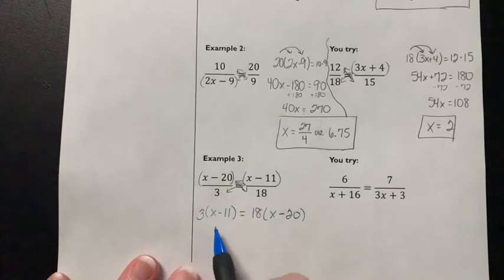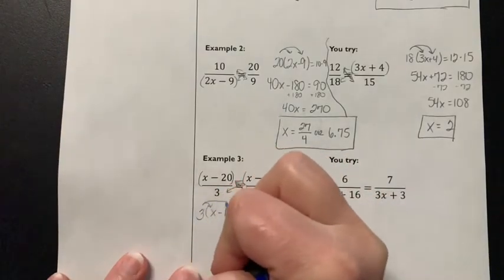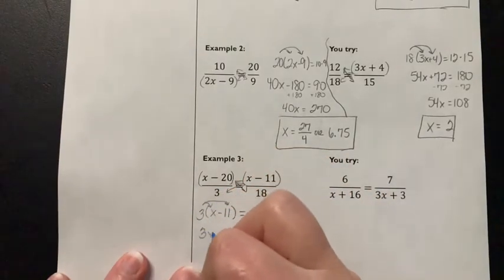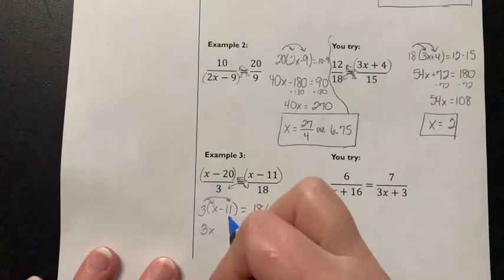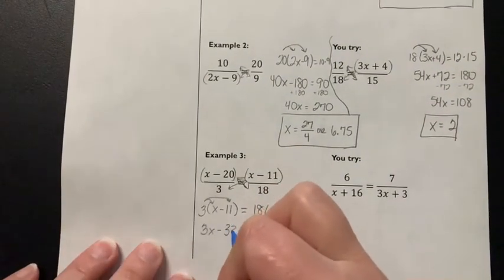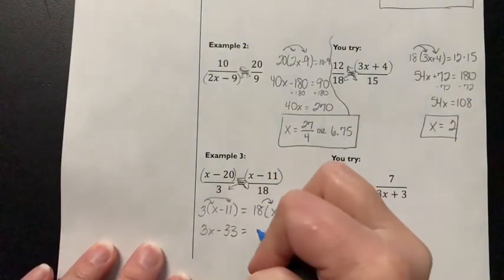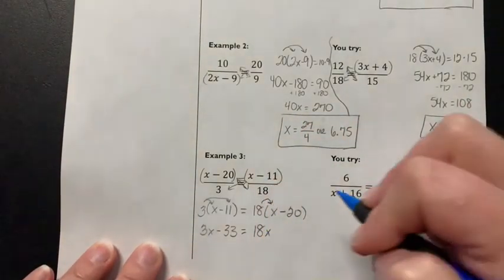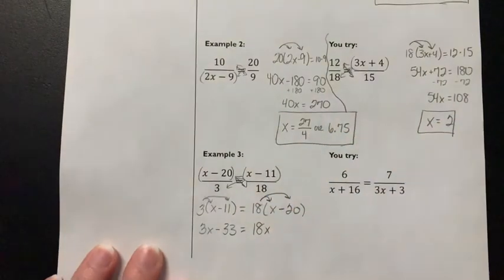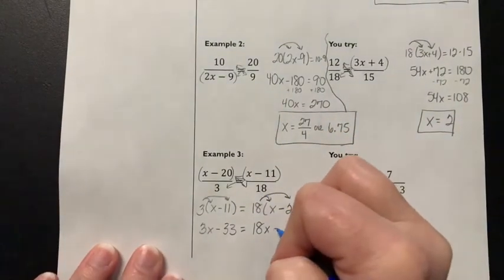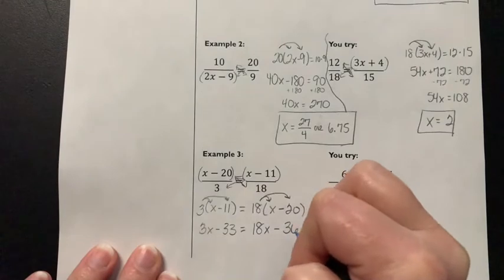We'll start on the left-hand side. I'm going to distribute that 3. 3 times x is 3x. 3 times negative 11 would be negative 33. So I'm just going to write minus 33. Distribute the 18, that gives me 18x. Distribute the 18, and that's going to give me a minus or negative 360.